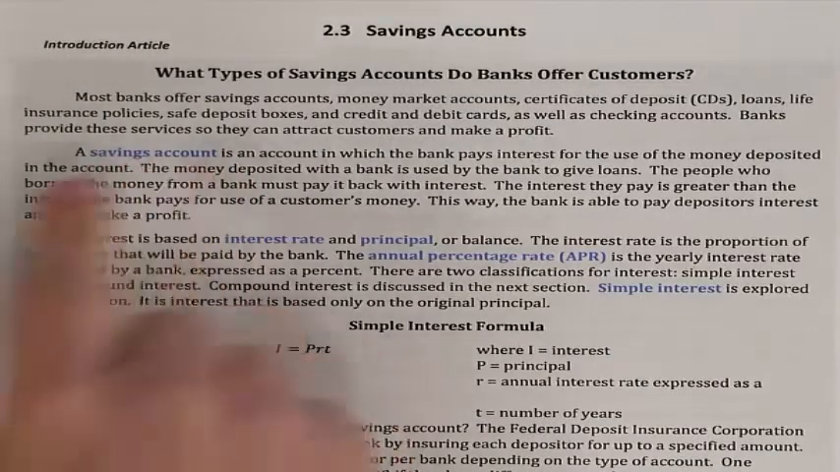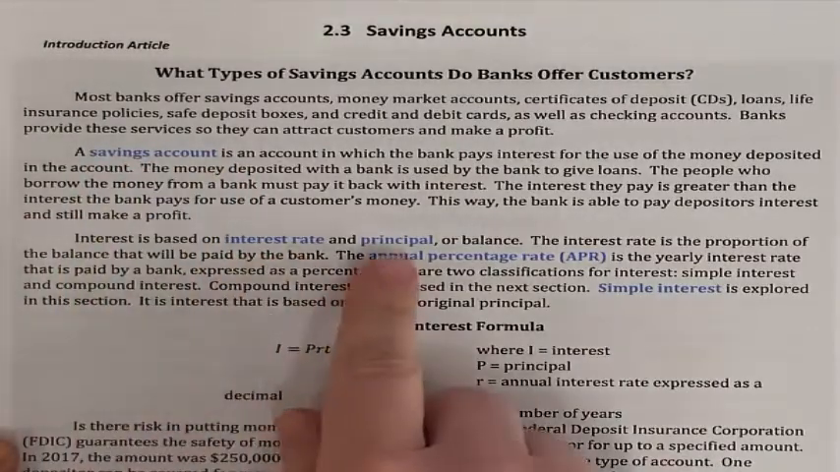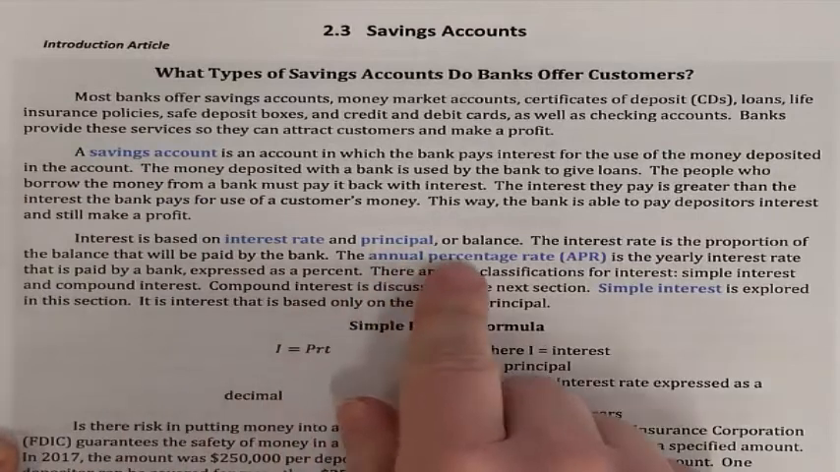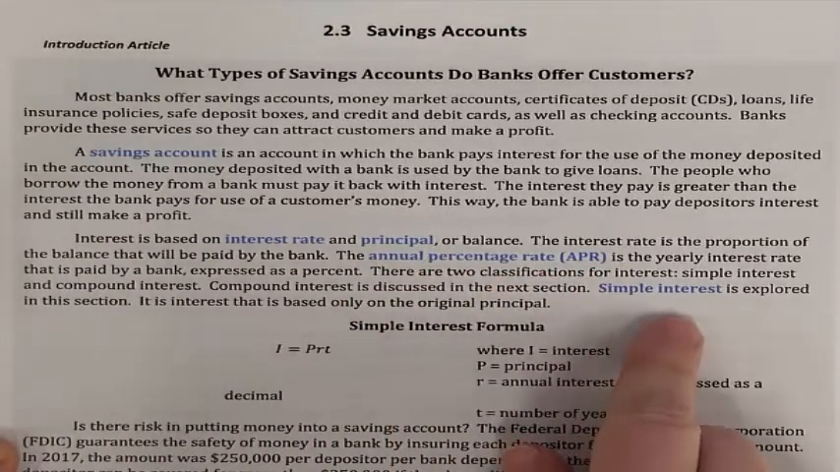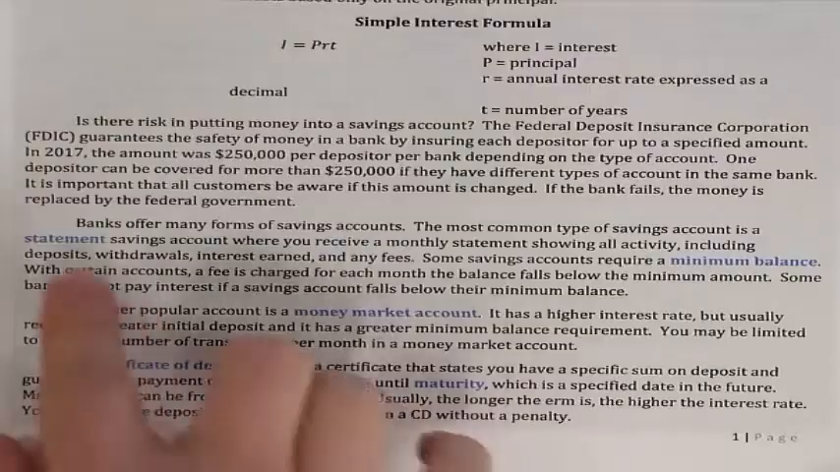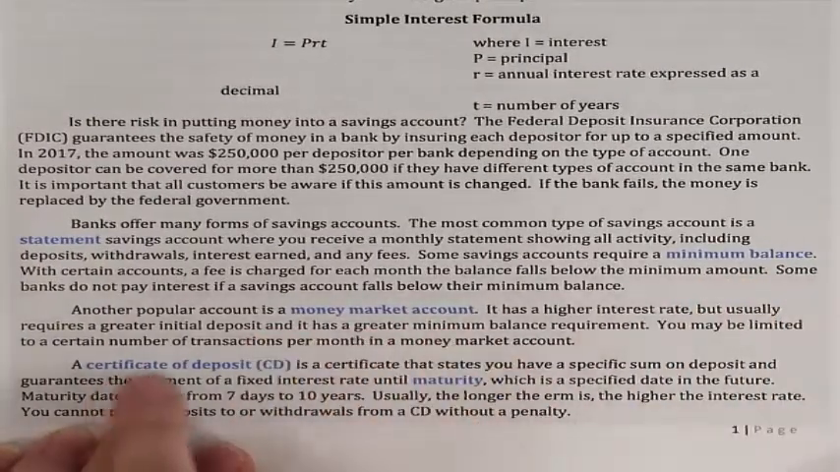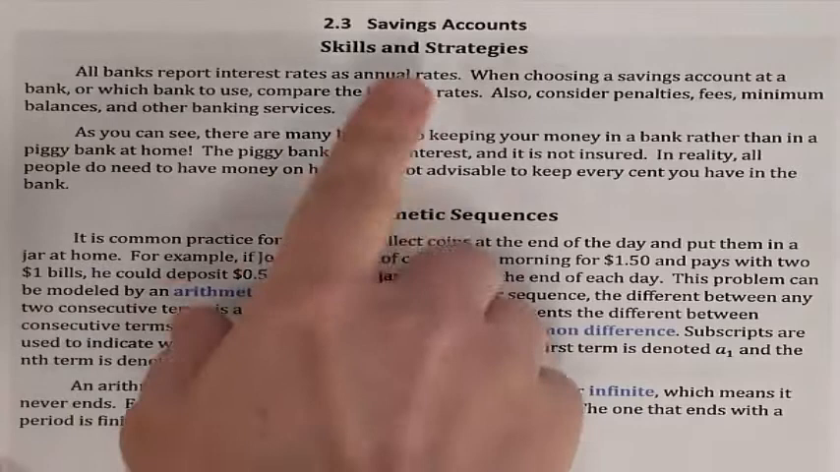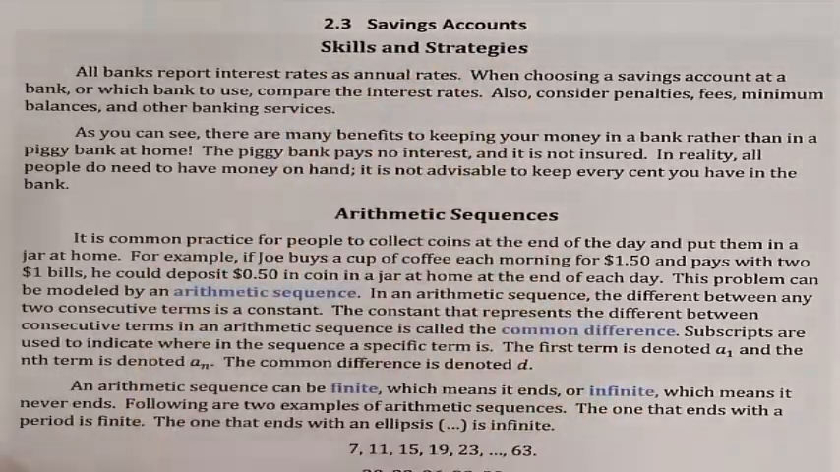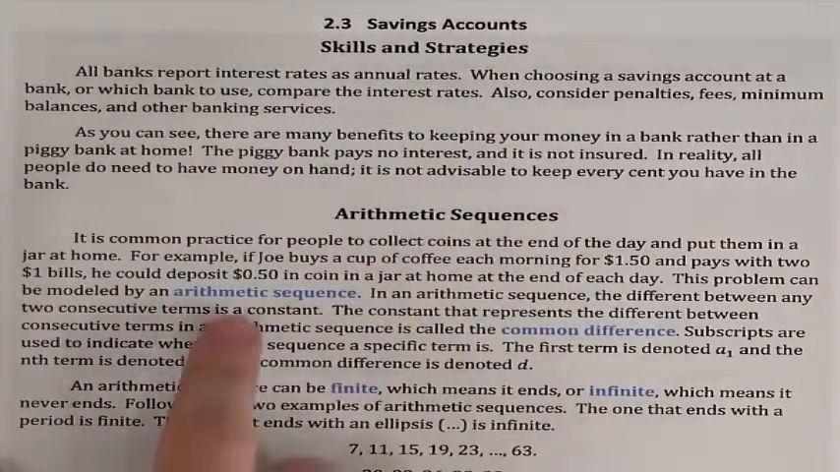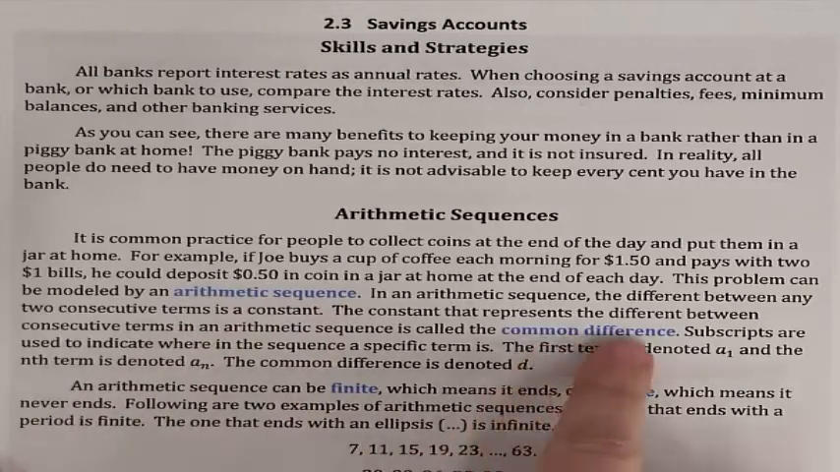So you need to know about savings accounts, interest rate, principal, annual percent rate, simple interest, we have an equation, statement, minimum balance, money market account, certificate of deposit, and maturity. You also need to be familiar with the skills and strategies and arithmetic sequences. So what is an arithmetic sequence? Common difference, finite, and infinite.